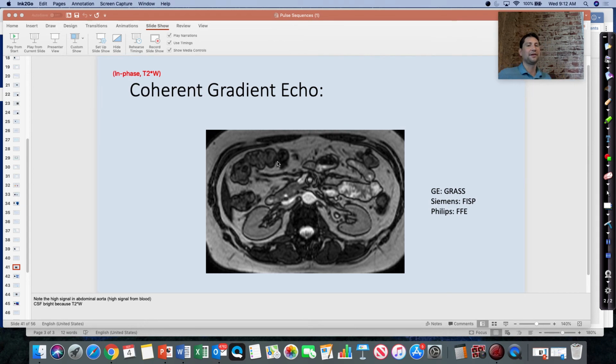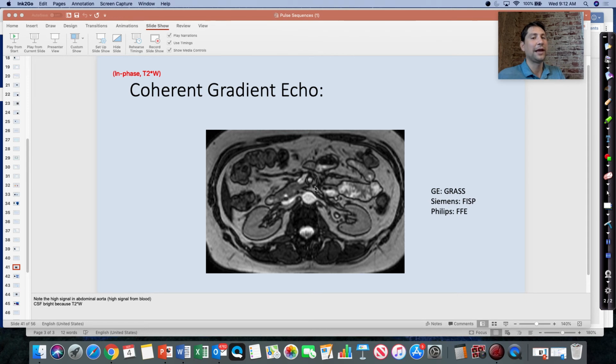So how are you able to tell this is a T2? Where do you look? Where's the fluid? In the aorta. Where else? Spinal cord. So you do notice the difference, though.